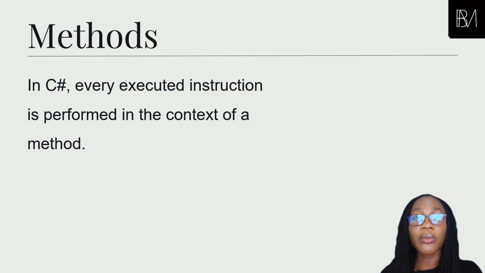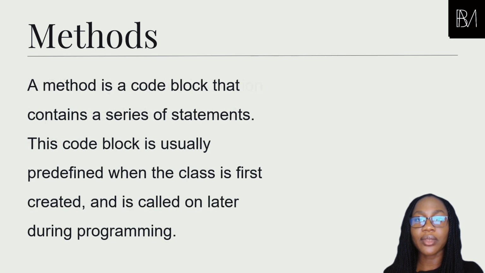But today we're going to be looking at methods in the context of C Sharp. So in C Sharp, every executed instruction is performed in the context of a method. A method is a code block that contains a series of statements. So it's usually predefined when you're creating a class for the first time.